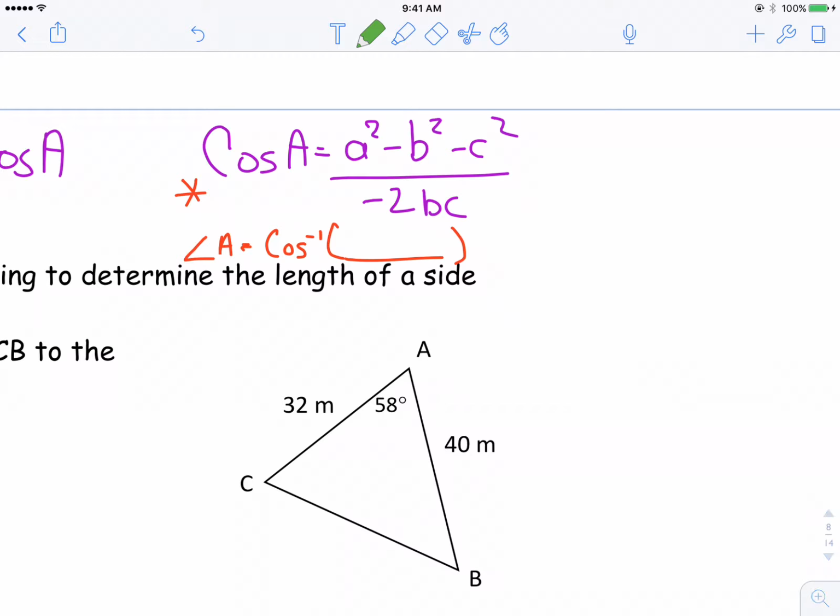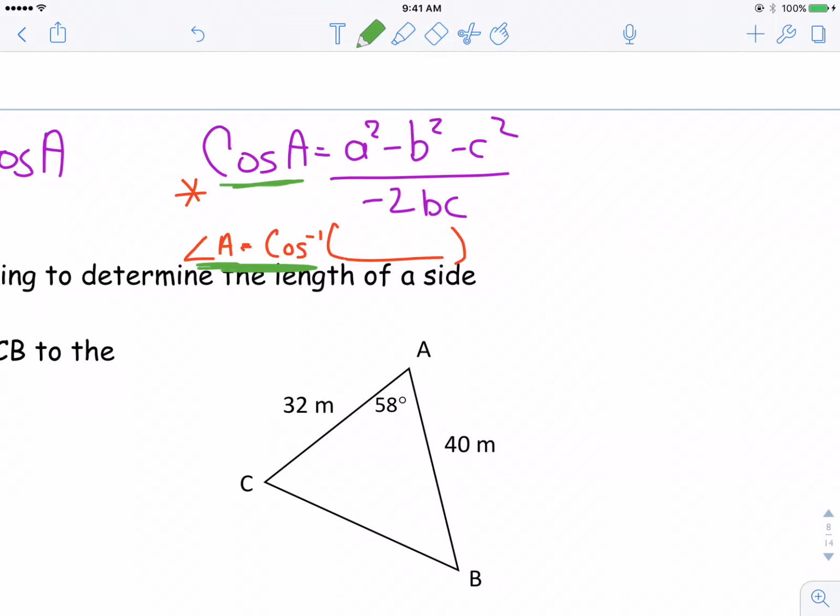The other form of the formula, cosine A is equal to a squared minus b squared minus c squared over negative 2 times b times c, is to find a missing angle. But remember, because we are looking for an angle, our last step is going to be the inverse function of cosine of whatever this math works out to be. Okay, so just remember that that's going to be your last step, finding an angle.